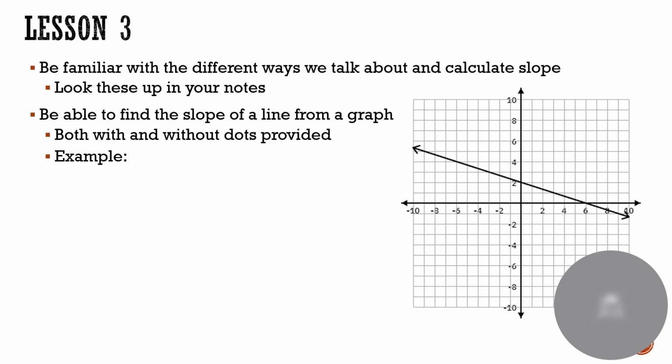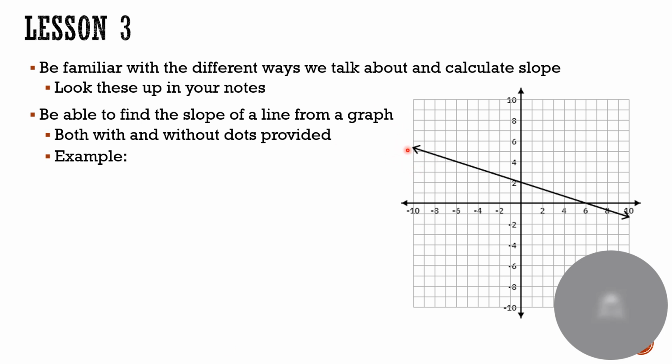Next skill, be able to find the slope of a line from a graph, both with and without the dots provided. So sometimes on a graph, people will provide you with the dots. It kind of guides your eye to, hey, use this point right here. But a graph doesn't have to have dots on it. So if there aren't any dots on it, this is what you are to do. So this graph has no dots. So follow along as I'm tracing.